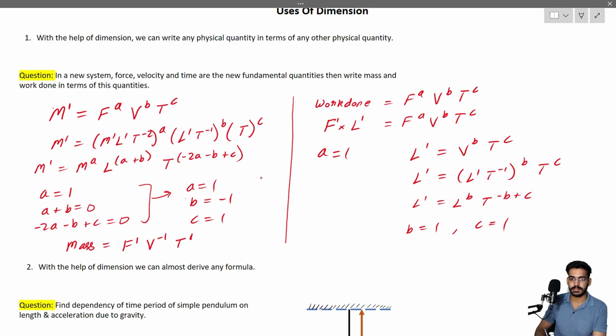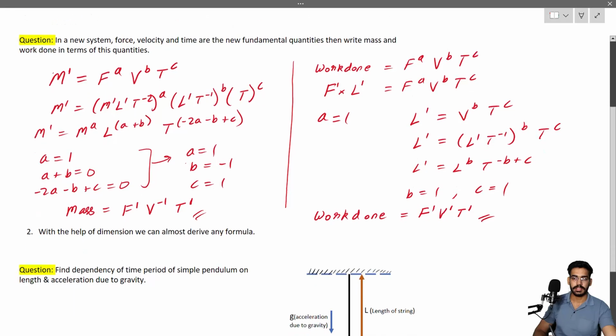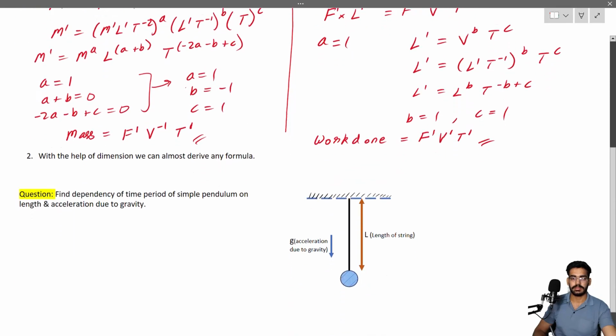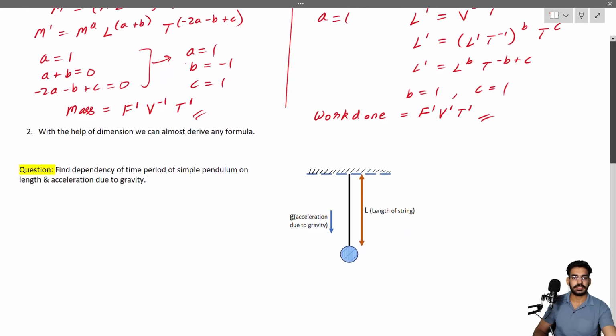So what is the work done formula that came? For work done I can write f to the power 1, L also, v also 1 and t also 1. This is my work done and this is my mass. This is how we write it. It can be asked in exams also, possibly in a unit test, and anywhere it can be asked.